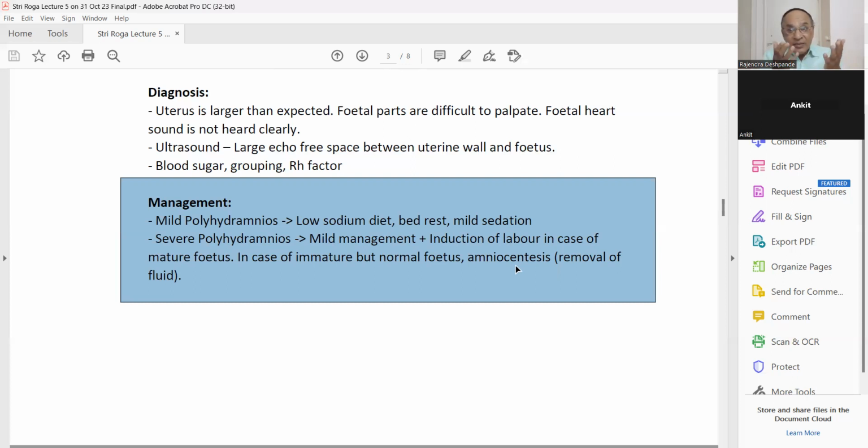Where? When it is polyhydramnios. Don't forget that. We are not removing normal fluid. No. When it is excess, we are taking a little fluid out. Not all the fluid. Remember this thing.